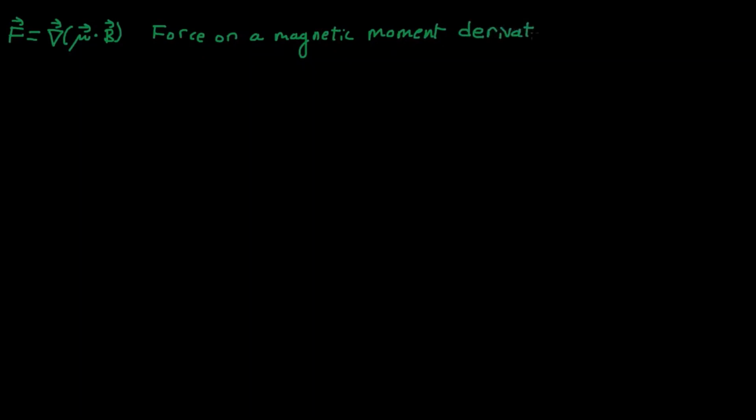All right, so now we're going to do the F equals del of mu dot B, i.e. the force on a magnetic moment derivation.